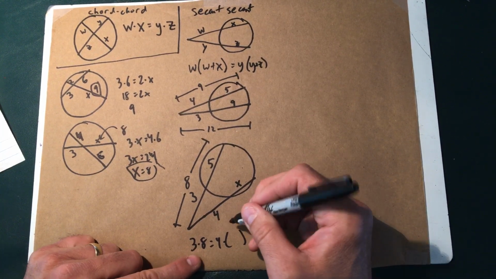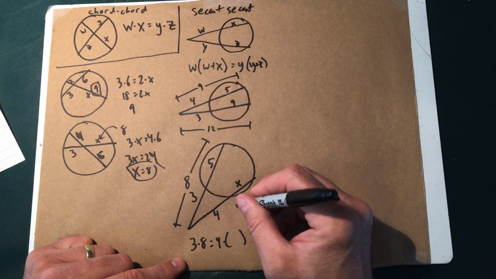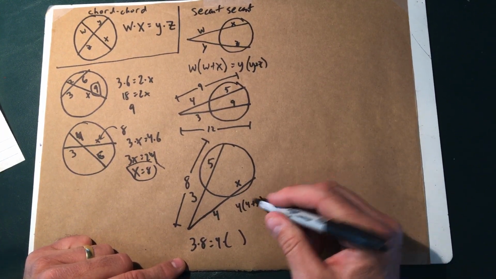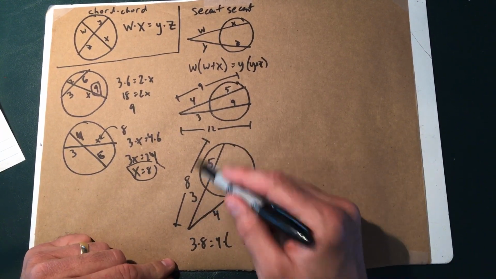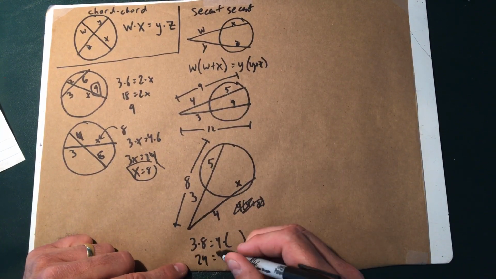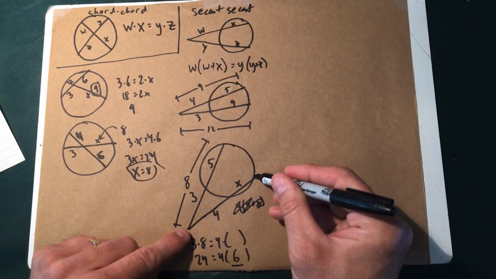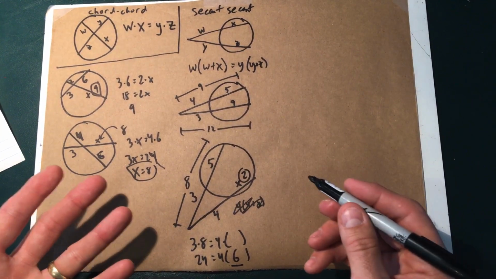Now, some people just do this, like 4 times what? The whole thing? If you feel like doing 4 times 4 plus X, I'll show you some algebra in a second. I'll do an alternate version in a second. So 3 times 8 is 4 times what? Well, 3 times 8 is 24, and 24 is 4 times 6. And if this whole thing is going to be 6, this inside here has to be 2. So your answer is 2.